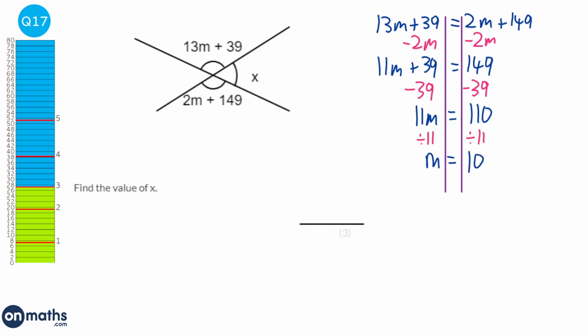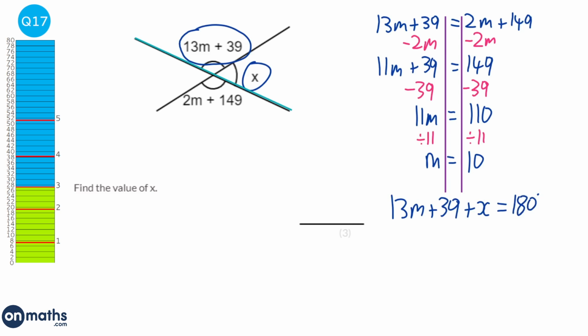So we know if M equals 10, we can then work out X. And the way we can do that is the fact that this one and this one are both on a straight line. So they are both on this straight line here. So we know that they've got to add up to 180. So let's write that down. 13M plus 39 plus X is equal to 180 degrees. I don't normally put the degrees in for the working out, I always put that in for the answer.